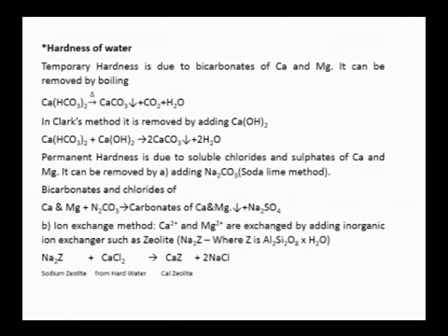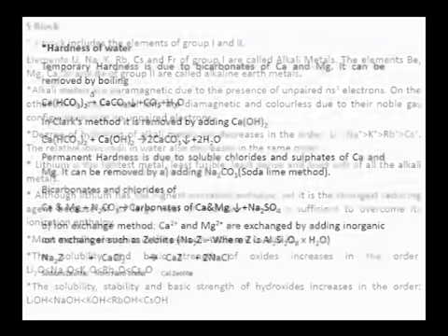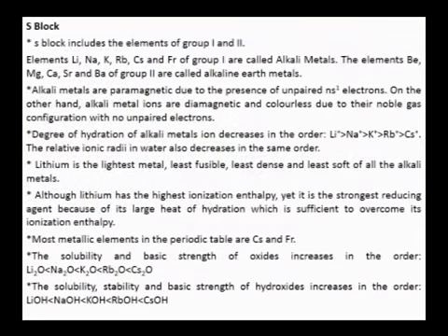And in the ion exchange method, calcium and magnesium ions are exchanged by the addition of inorganic ion exchangers such as zeolite. That is Na2Z, where Z is nothing but hydrated aluminum silicate. So the equation for the ion exchange method involves Na2Z, which is called sodium zeolite. When it is added to hard water, the calcium ion present in the hard water gets exchanged, or replaces sodium, to form CaZ, and thereby the permanent hardness of water can be removed. And the S block mainly consists of the elements of group 1 and 2.